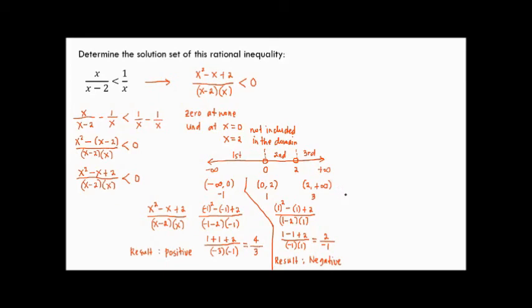Now, yung last interval natin, ang test value niya is 3. So, substitute natin. 3 squared minus positive 3 plus 2 all over 3 minus 2 times 3. And simplify natin, 3 squared is 9 minus 3 plus 2 all over 3 minus 2 is 1 times 3. Simplify further, we have 9 minus 3 is 6, plus 2 is positive 8. Then 1 times 3 is 3. So the result is positive. Ayan. So kumpleto na ang ating test value and results.